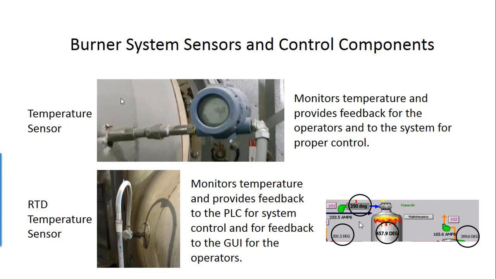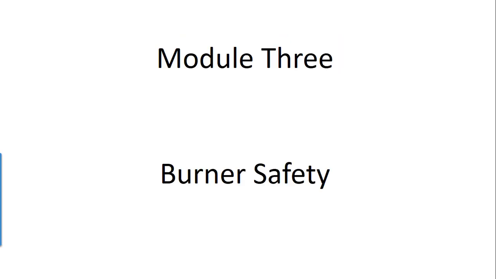We can see the functionality of them as well as giving the feedback. A proper identification of each one of these sensors, physical proper identification, will be very critical for the troubleshooting and maintaining of the system. That concludes module number 2, and we'll be prepared to start module number 3.